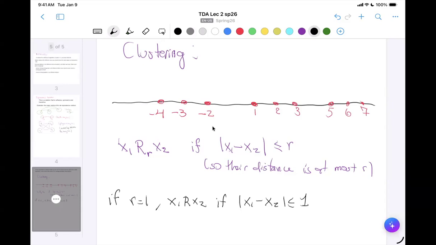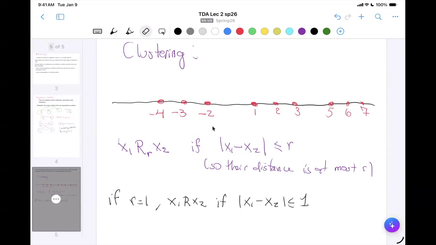Okay, is this going to be reflexive? Right, a point is at a distance zero of itself, right? So that's definitely less than one. So definitely it's reflexive. And how about symmetric? It's also symmetric, right? Because the distance between 2 points is symmetric.